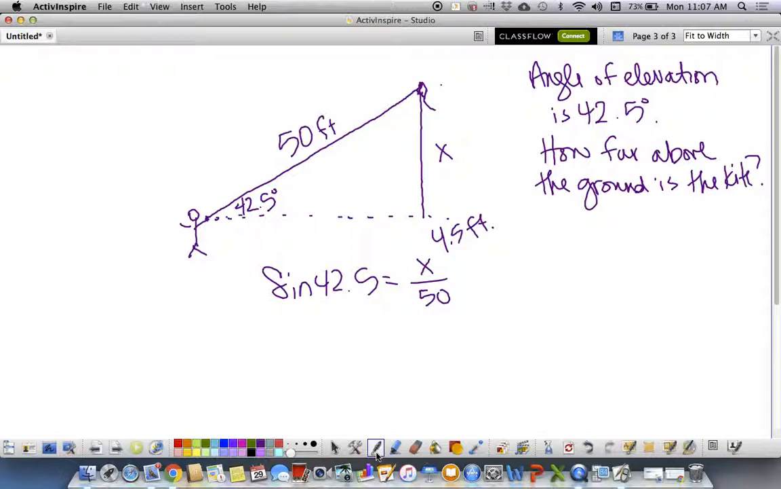Alright, so how are you gonna solve this? Multiply both sides by 50. So what is 50 times sine 42.5, right? The numbers in the bottom, you simply multiply. Numbers in the top, you have to rather divide. I would rather be doing it. It's more simple. Honestly, division is a lot harder. Yeah, it's really hard.